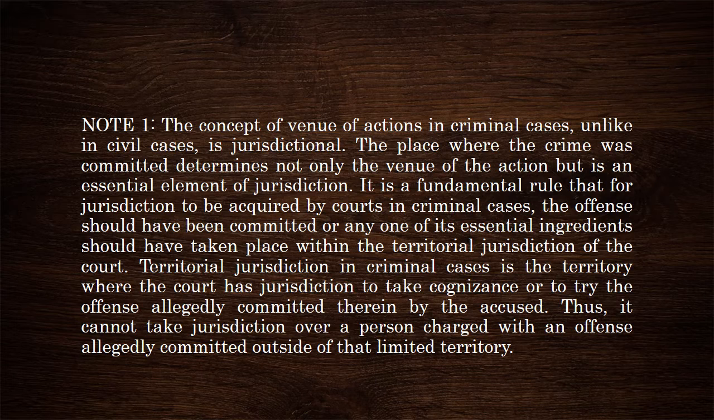Note number 1. The concept of venue of actions in criminal cases, unlike in civil cases, is jurisdictional. The place where the crime was committed determines not only the venue of the action, but is an essential element of jurisdiction also. It is a fundamental rule that for jurisdiction to be acquired by courts in criminal cases, the offense should have been committed or any one of its essential ingredients should have taken place within the territorial jurisdiction of the court. Territorial jurisdiction in criminal cases is the territory where the court has jurisdiction to take cognizance or to try the offense allegedly committed therein by the accused. Thus, it cannot take jurisdiction over a person charged with an offense allegedly committed outside of that limited territory.